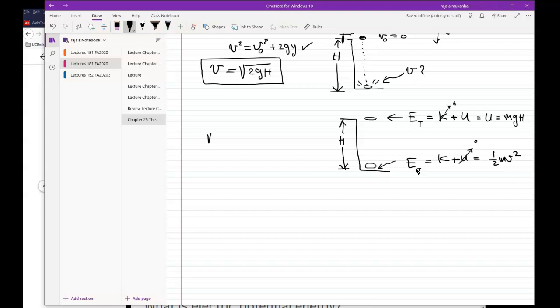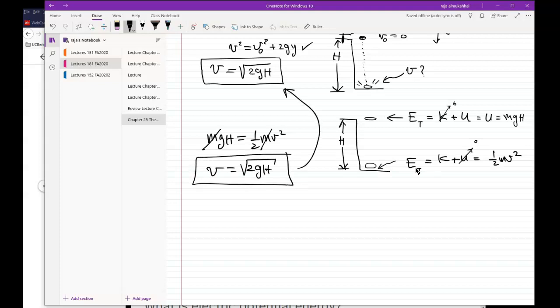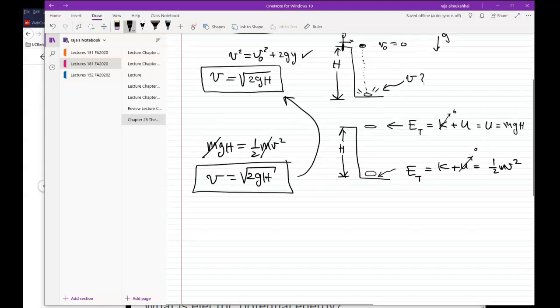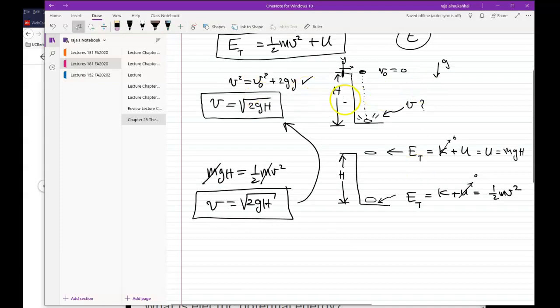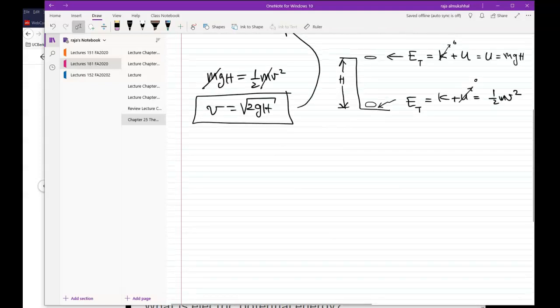So I have here mgh must equal 1/2 mv squared by the law of conservation of energy. The masses cancel out, and I can solve for v, and I would get the square root of 2gh, which, as you can see, is the same as this one. You see that? So here I have two methods of solving the same problem. I can either use the kinematic equations, free fall kinematics in this case, or I can use the conservation of energy. So that's a little review.